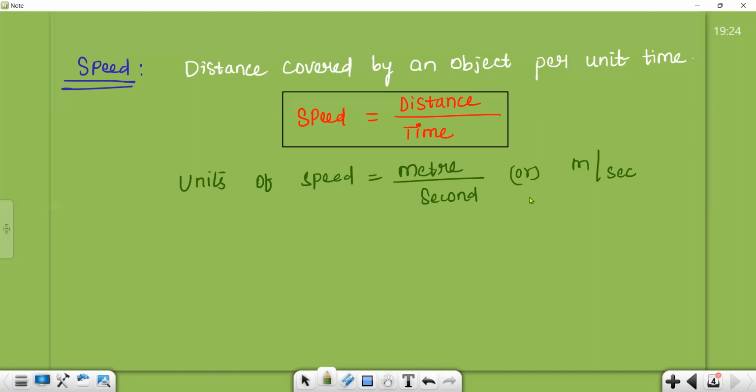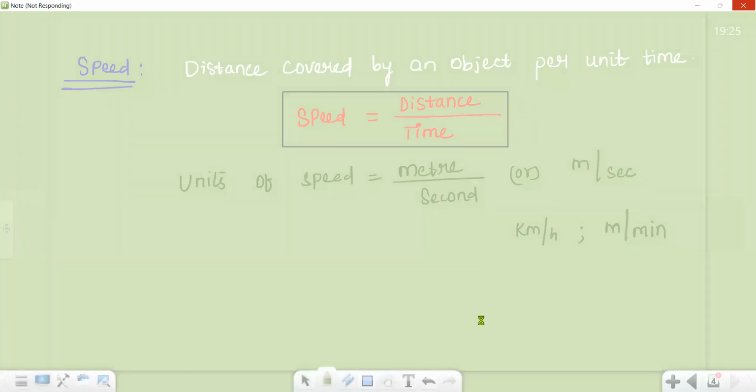Not only in meter, we can write in kilometer, kilometer per hour. Next, meter per minute. Time is measured in terms of second, minute and hour, right? So it can be any units, and distance can be measured in kilometer and meter. So we are writing meter and kilometer.